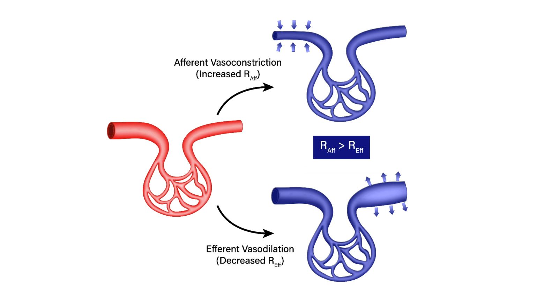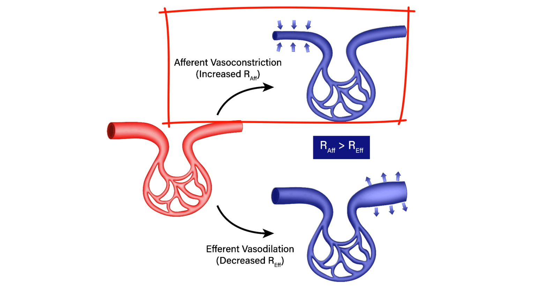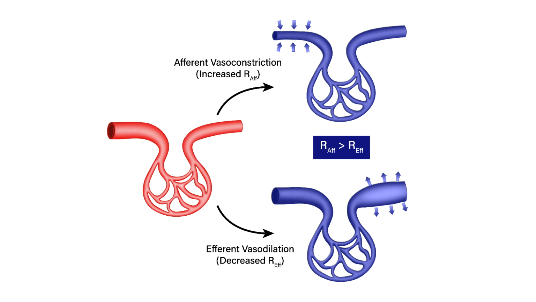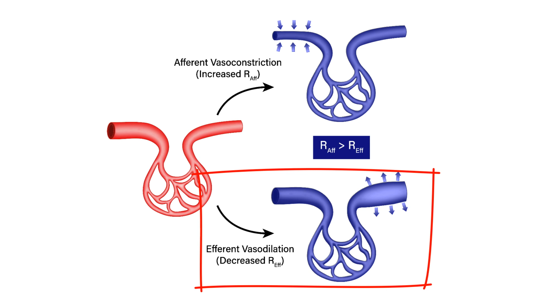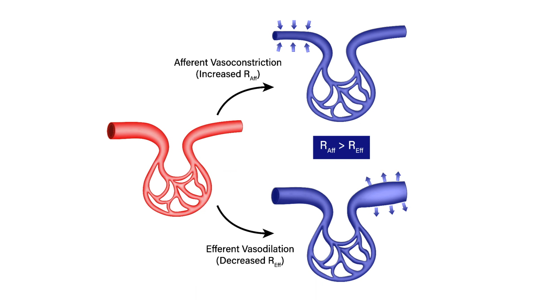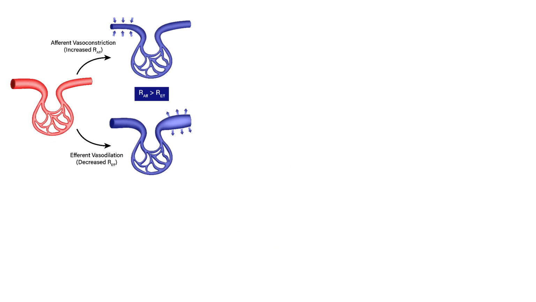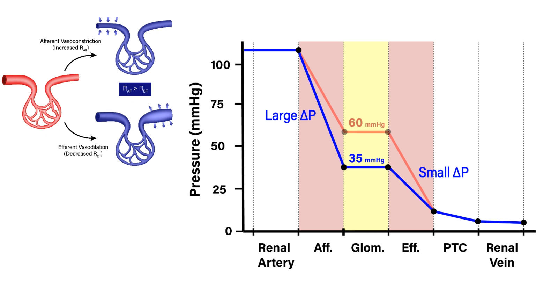This can be accomplished through either vasoconstriction of the afferent arteriole, which increases the resistance of the afferent arteriole, or likewise, this can also be brought about by vasodilation of the efferent arteriole, which decreases the resistance of the efferent arteriole. In either case, the resistance of the afferent arteriole is made to be larger than the resistance of the efferent arteriole. Because of this, as blood is moving through the afferent arteriole, it will experience the larger pressure drop.